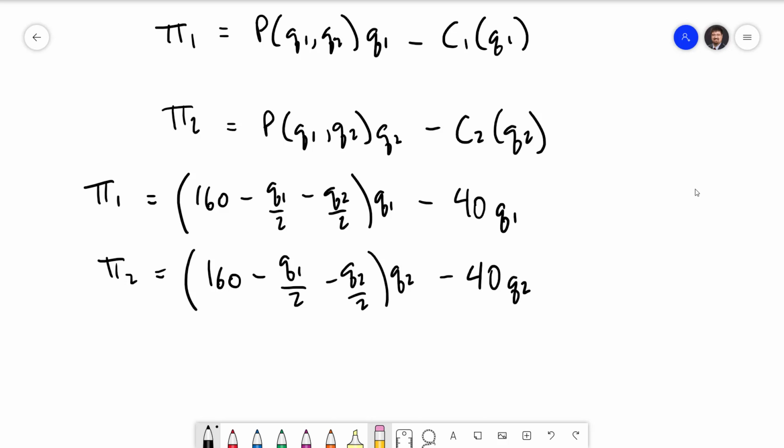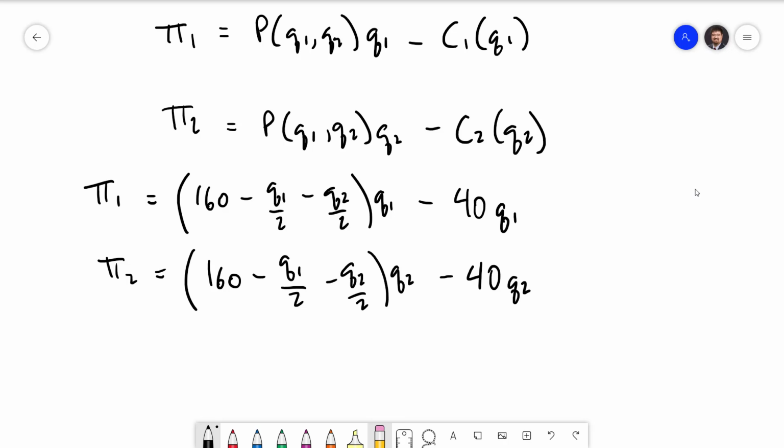Before moving on, I want to point out that each firm's profit, their payoff in the game, depends not only on their own quantity choice, Q1 for firm 1 and Q2 for firm 2, but it also depends on the quantity choice of the other firm. And this is because both Q1 and Q2 appear in the inverse demand function. To maximize profit, each firm selects their own quantity but does not have any control over the other quantity.